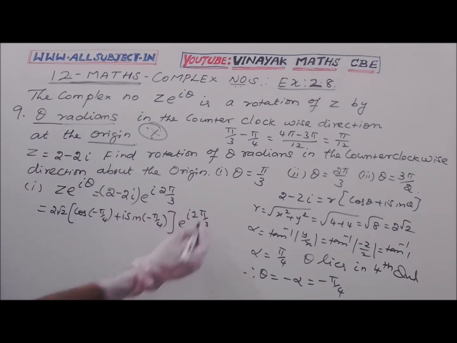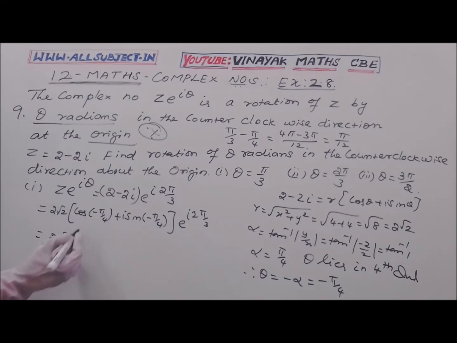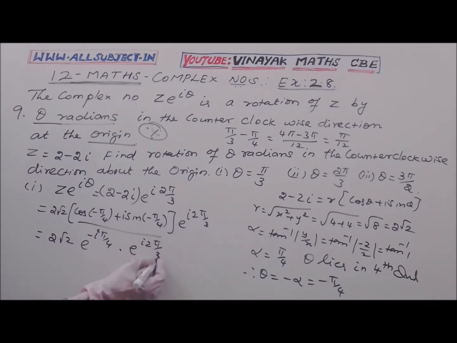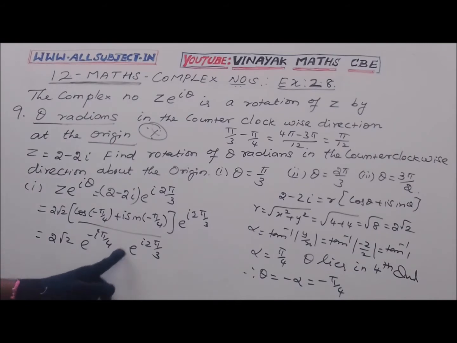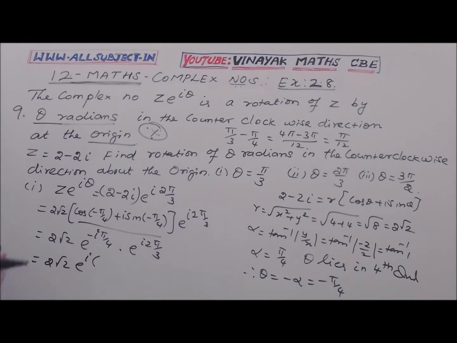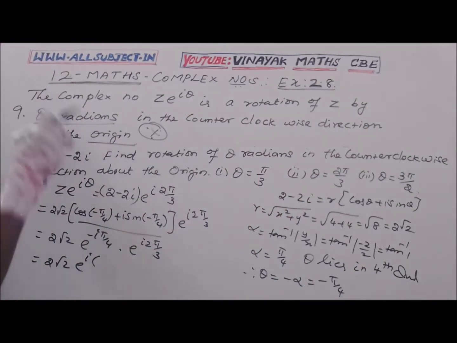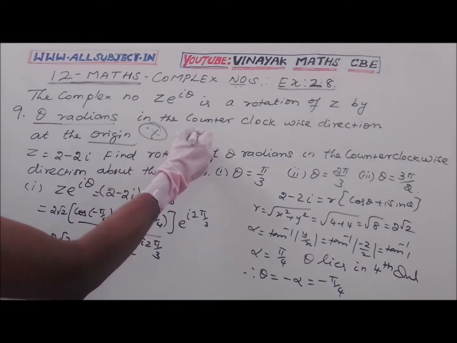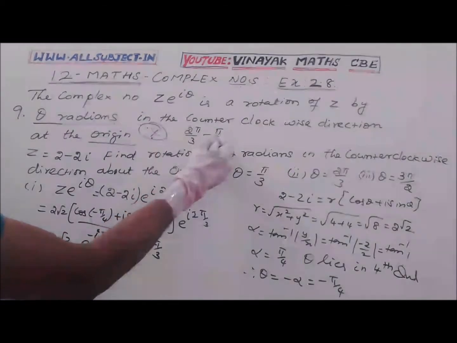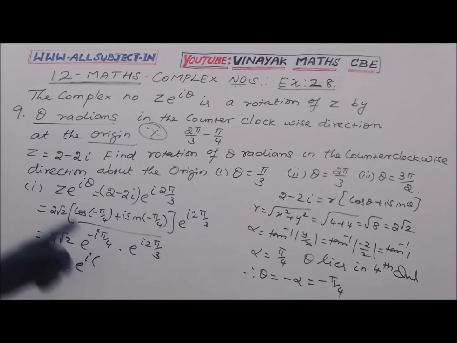So cos of minus pi by 4 plus i into sine of minus pi by 4 into e power i 2 pi by 3. Now 2 root 2 into this is fully rewritten as e power minus i pi by 4 into e power i 2 pi by 3. Now we can add the powers. 2 root 2 into e to the power i into 2 pi by 3 minus pi by 4.